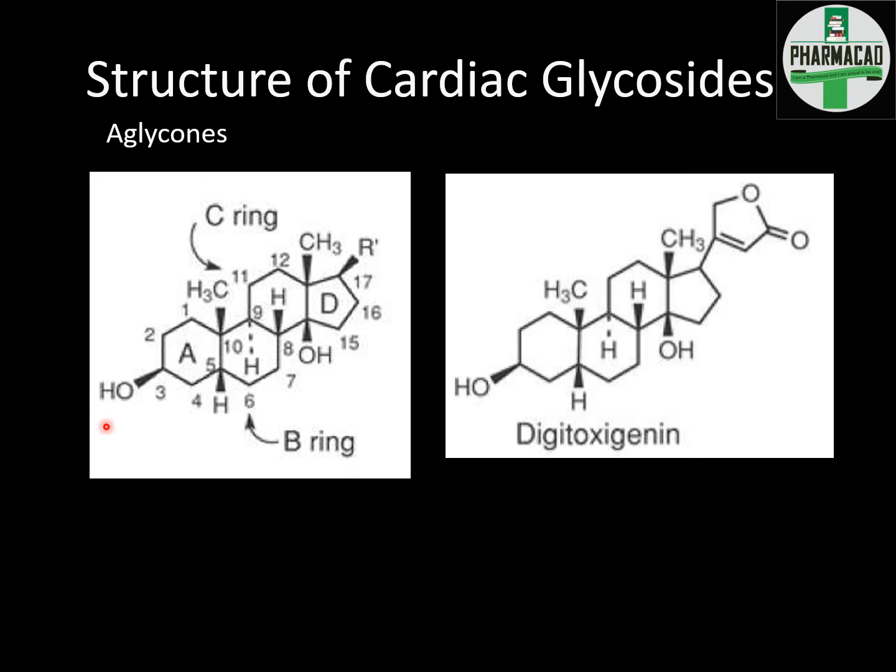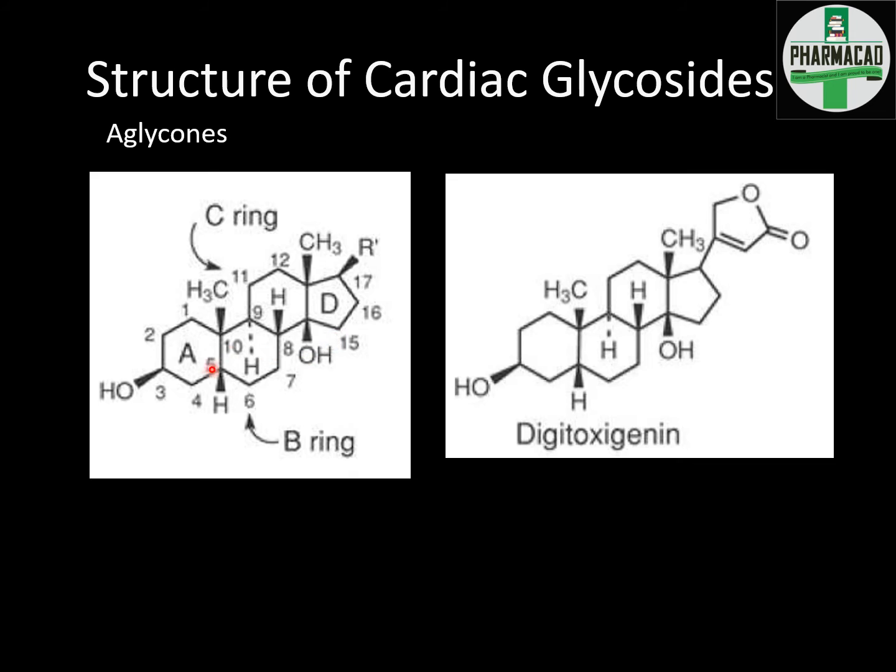This is the skeletal structure of aglycones in cardiac glycosides, where you can see there are four rings A, B, C and D. All these are saturated. There is no aromatic ring. The A, B and C rings are 6-membered rings, and D is a 5-membered ring, all attached to each other.